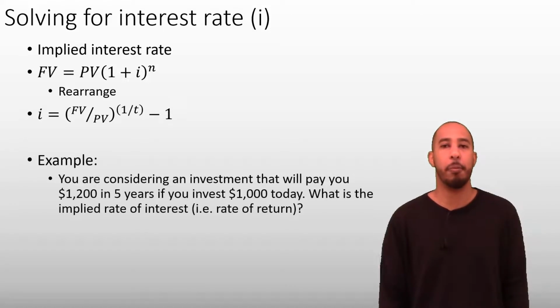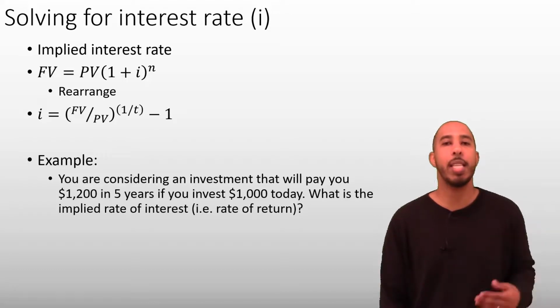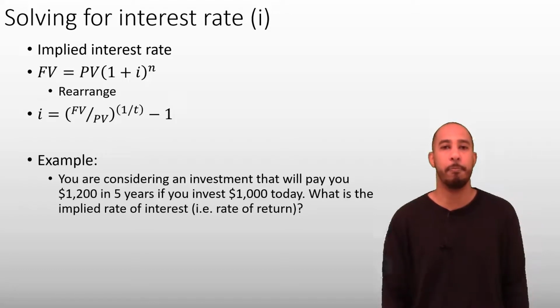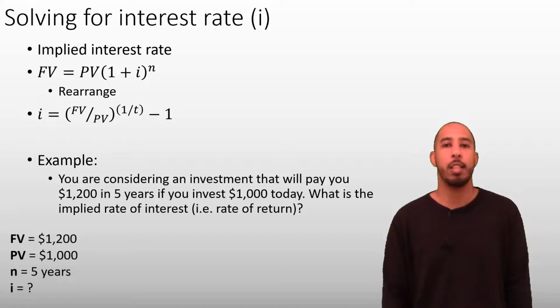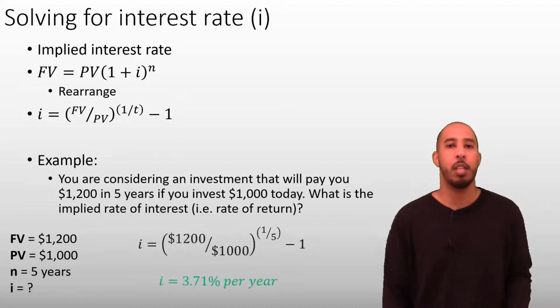Let's do a quick example. Say you're considering putting your money in an investment that's going to give you $1,200 in 5 years if you invest $1,000 today. What is the implied interest rate on this investment? You'll get the $1,200 in the future, so that's our future value. You pay $1,000 today, so that's the present value. And we'll invest for 5 years, so that's N. All that remains is the interest rate I. Solving for I, we get an interest rate of 3.71% per year.